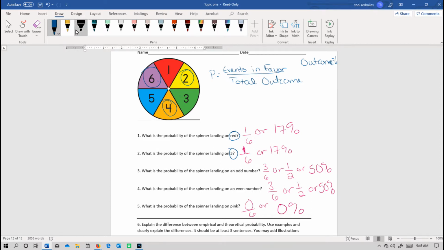All right, so what's the probability that the spinner will land on pink? Unless you're colorblind, which is a very serious fact.